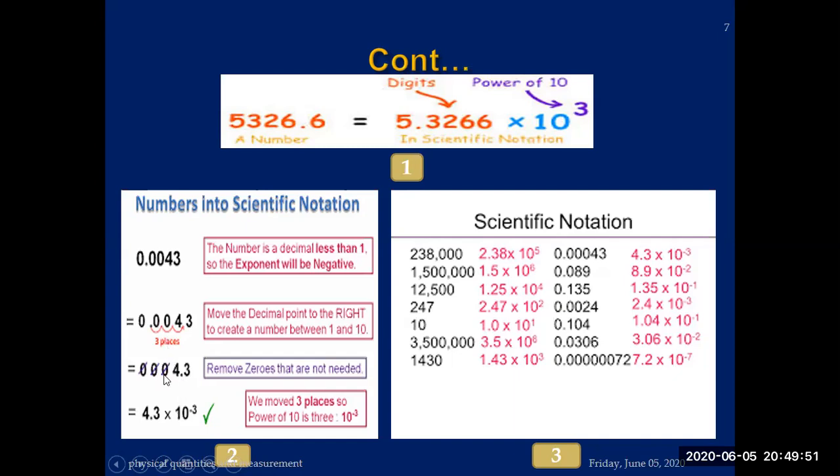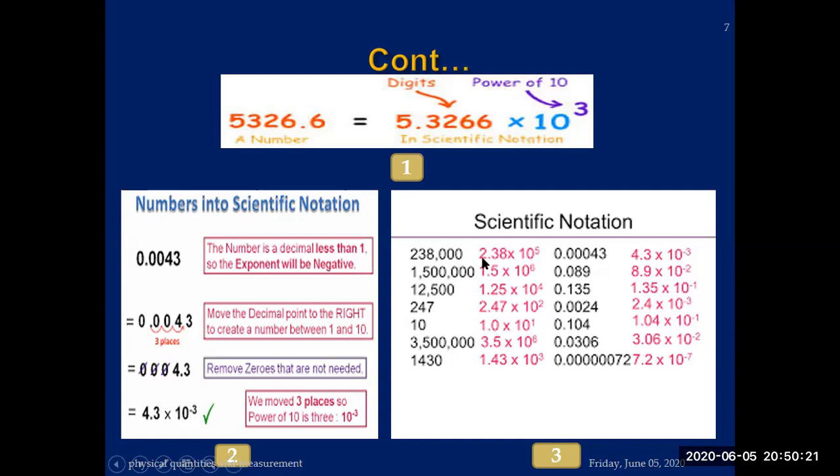You have moved these 3 zeros to the other side. So it becomes 4.3, and since you have moved 3 digits, it will be 10 to the power minus 3. So it becomes simpler and easier. What you have learned is that the zero digit is converted into a non-zero digit when available, and then you write it in scientific notation. There are many other examples of writing scientific notation.